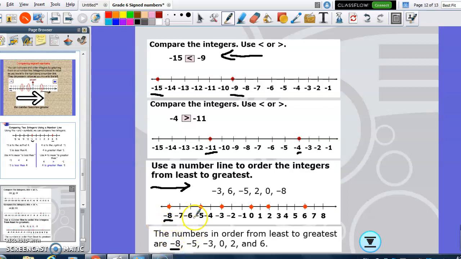So minus 8 is smaller than minus 5, and minus 5 is smaller than minus 3. Minus 3 is smaller than 0. 0 is smaller than 2 or plus 2. Plus 2 is smaller than plus 6.